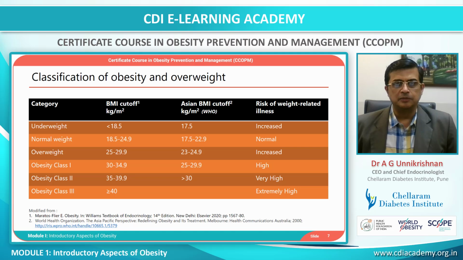In the middle column, you will see the Asian BMI cutoffs. Now, these are different from the global BMI cutoffs, and these are the Asian BMI cutoffs endorsed for Asia Pacific populations by the World Health Organization. And you will see that these values for diagnosing obesity are at lower levels of body mass index in Asians compared to the global population. In other words, people from Asia are at a higher risk of obesity-related complications at lower levels of BMI, and that's why their BMI cutoffs are lower.